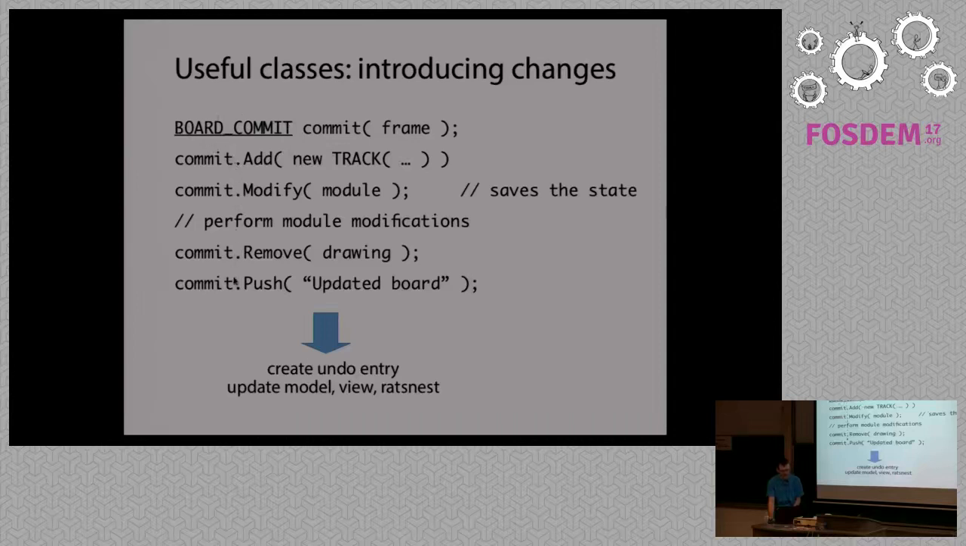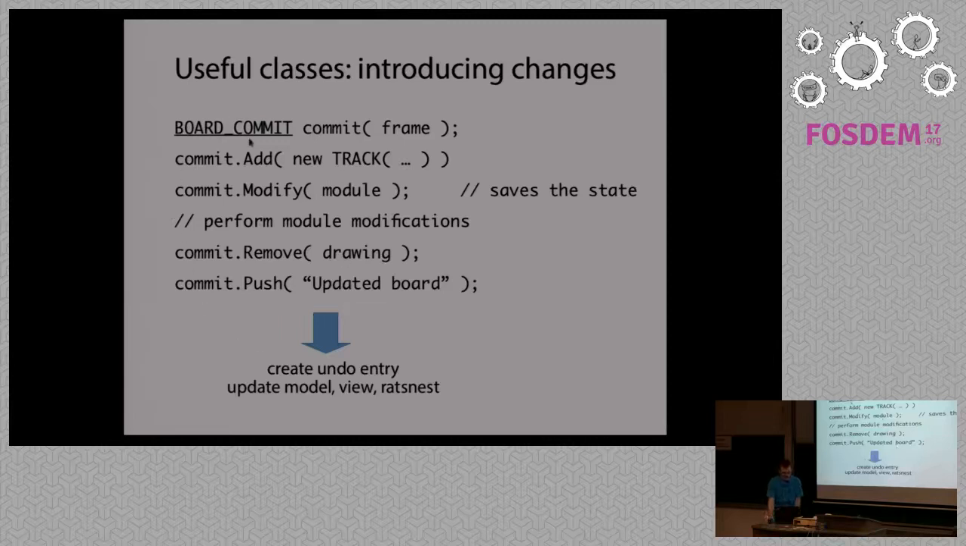You create a commit, then you decide what kind of changes you want to introduce, either creating new items, removing them. For modification, you need to first save the state, because if you first modify the item and then you save the state, then well, it's already too late for storing changes. And then once it's pushed, commit takes care of updating all the interested parties. So that's it about notifying other subsystems.